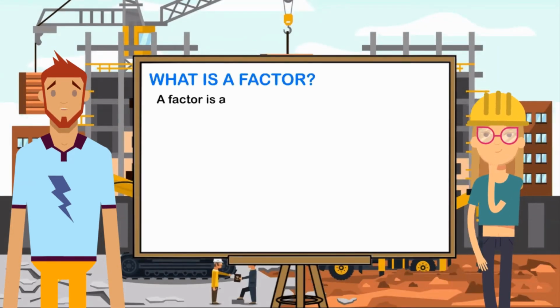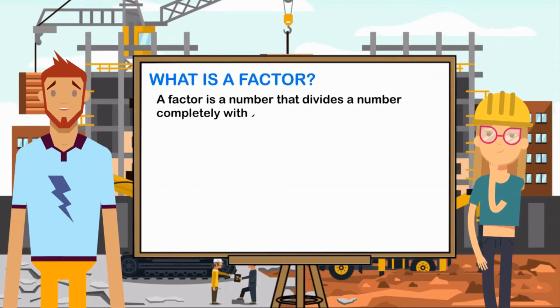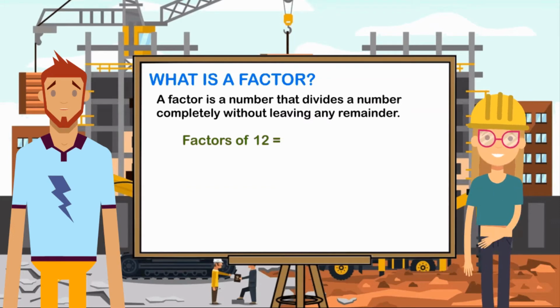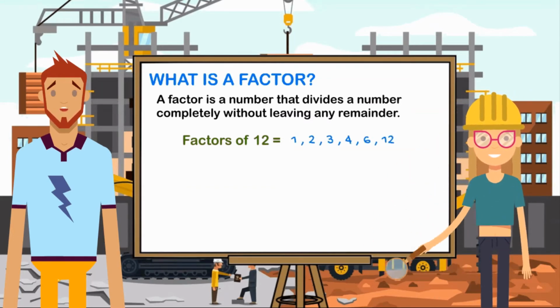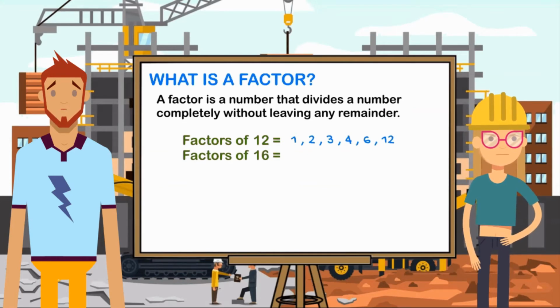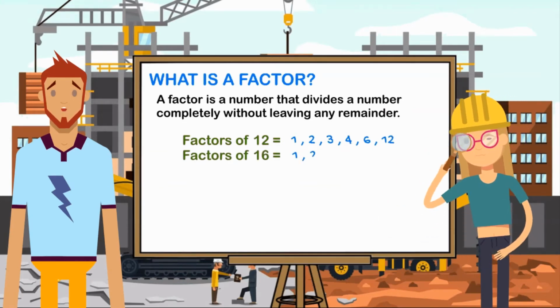A factor is a number that divides a number completely without leaving any remainder. Let's start with the number 12 and write down all its factors. 1, 2, 3, 4, 6, and 12. Let's do the number 16. 1, 2, 4, 8, and 16.